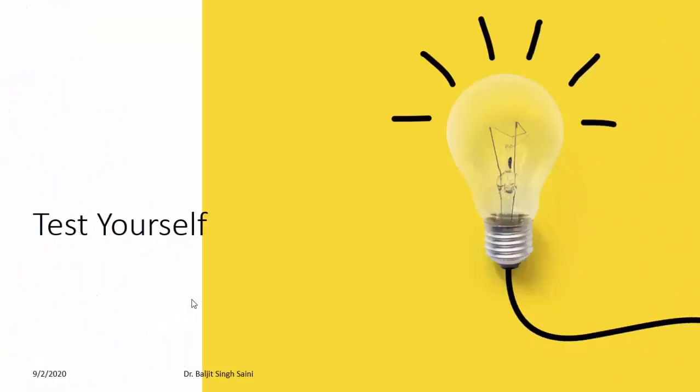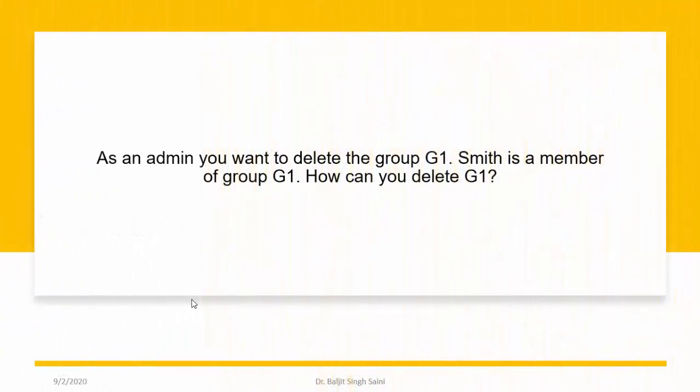It's time to answer a few questions now. So the question is, as an admin, you want to delete the group G1. Smith is a member of group G1. How can you delete the G1 group? Don't forget to share your answers in the comment section.